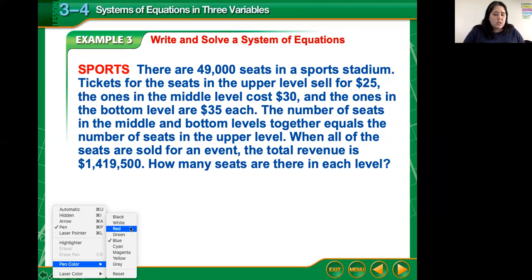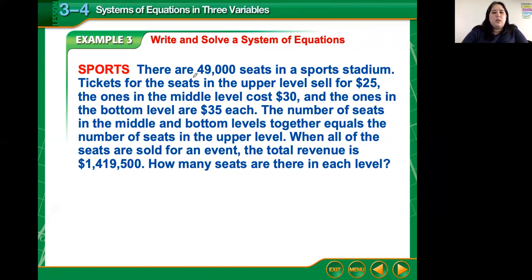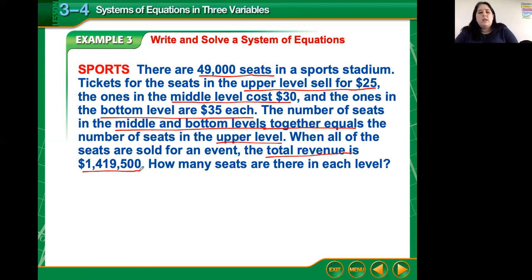So I'm going to actually change the color of my pen. So again, 49,000 seats total. We have upper level sells for 25, middle for 30, bottom for 35. Middle and bottom level together equals the top level. And we know total revenue would be $1,419,500. So pretty much underlying, make sure you know what your key points are, and they just want to know how many seats.